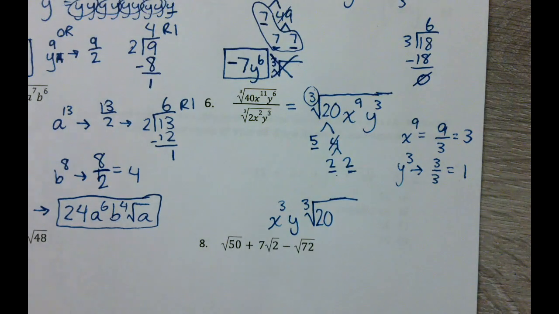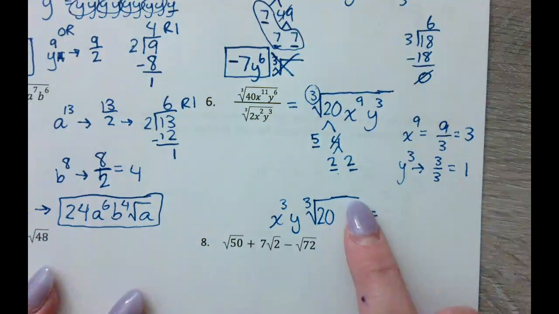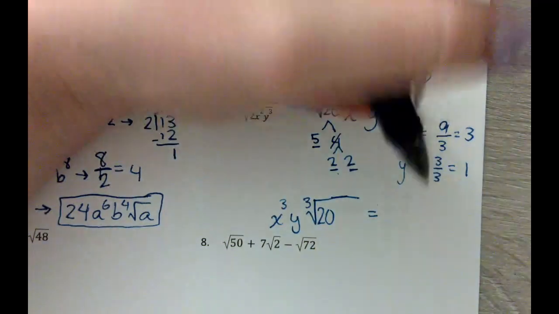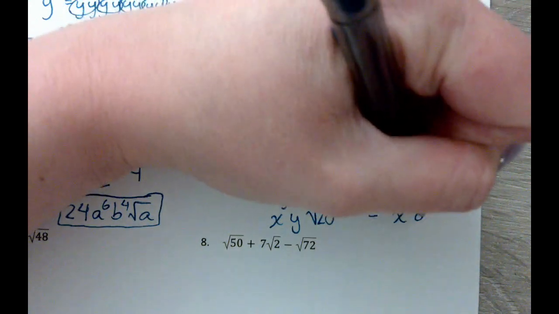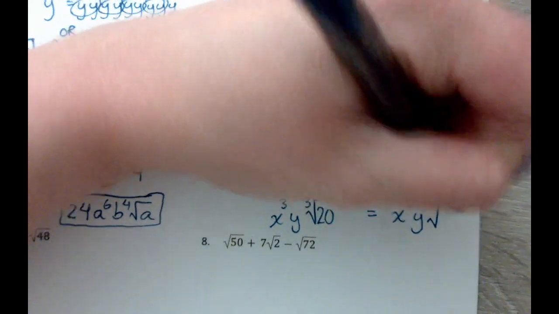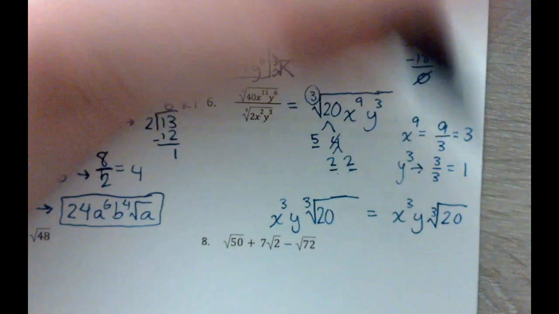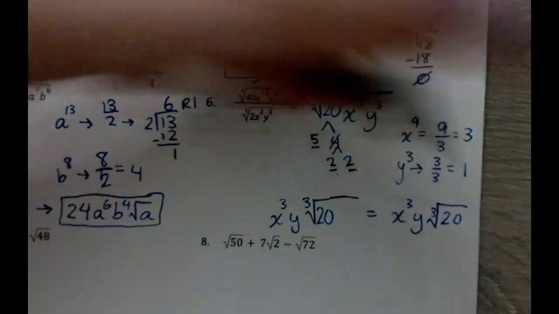There's my answer. I'm going to rewrite it because that looks a little, if I had a pencil, I'd just erase it. So it's x cubed y, and then it's the cube root of 20. And I'm done.